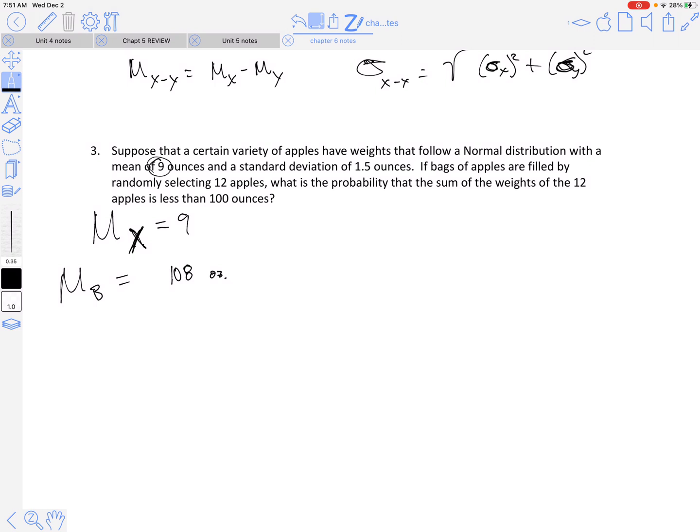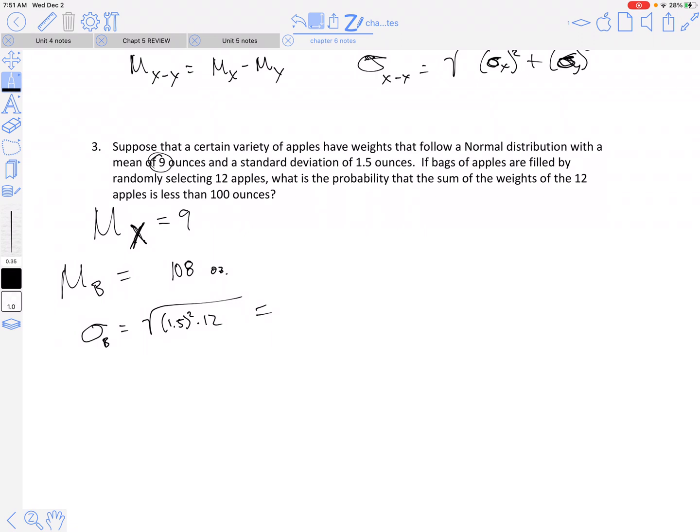Now remember with standard deviation though, we cannot add standard deviation. So what we're going to have to do, the standard deviation for the bag will be 1.5 squared plus 1.5 squared, 12 times. And I haven't put this in my calculator, and I don't have a calculator nearby. So go ahead and put that into your calculator.